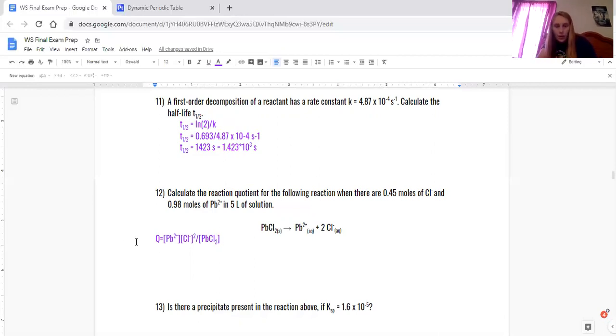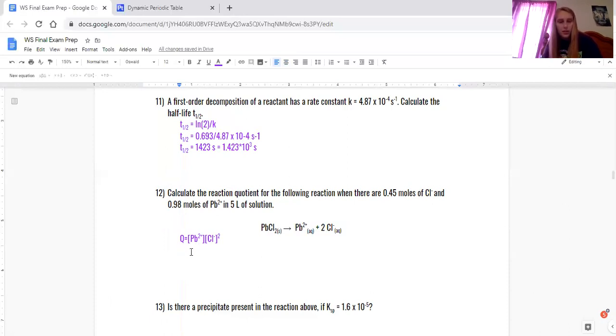Oh, actually, I apologize. We do not include our PbCl2 in this because it is a solid, and remember we only include aqueous, or I believe it's gases in this. We don't include solids or liquids. So we don't include that. Okay. Also, I'm not sure why that didn't move the rest. Okay, so go ahead and solve that. And they said it's in 5 liters of solution, so we can honestly go ahead. No, we do have this right.